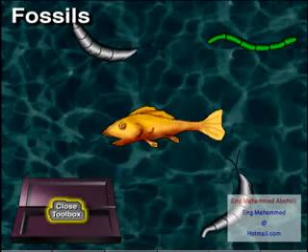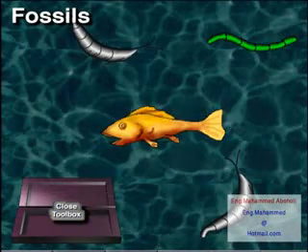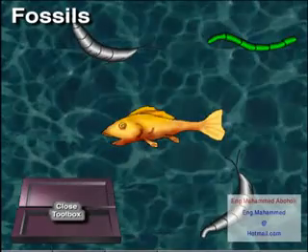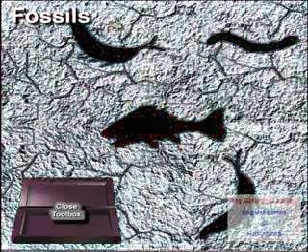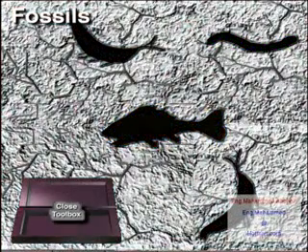A fossil is the remains or impressions of a plant or animal of past geological ages that have been preserved in or as rock. Because certain kinds of fossils tend to occur in certain kinds of rock, identifying the fossils helps identify the rock.